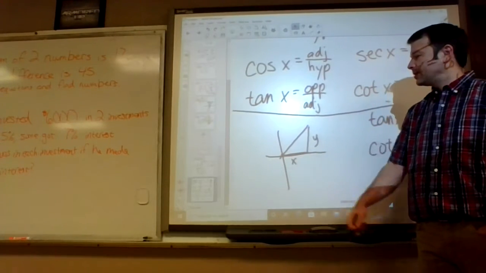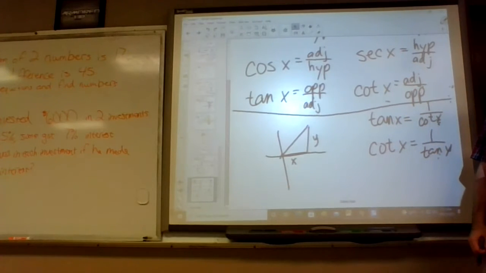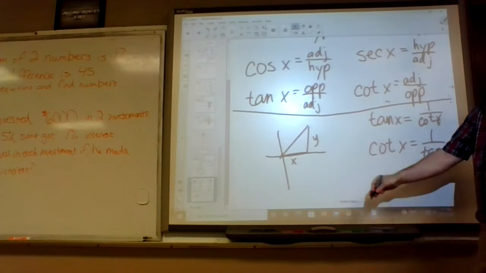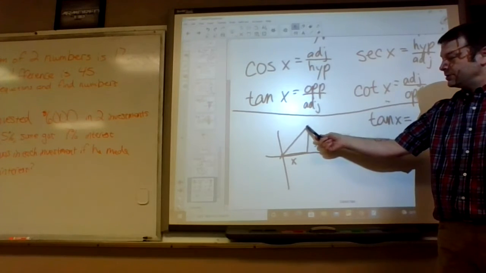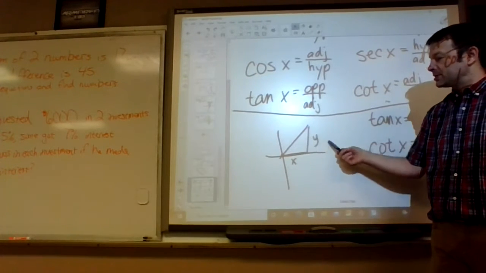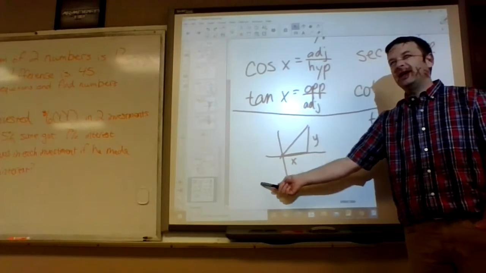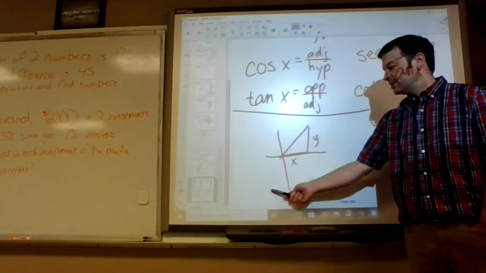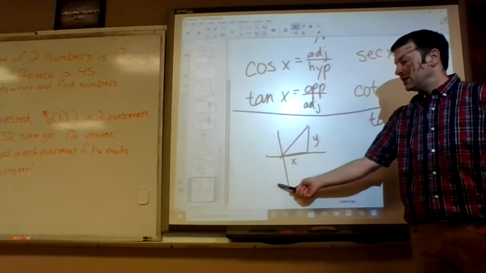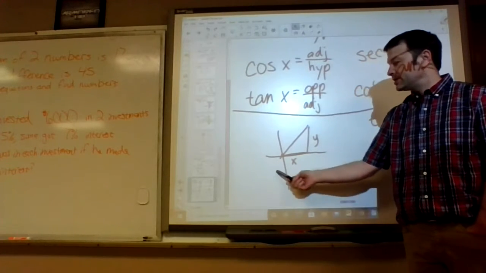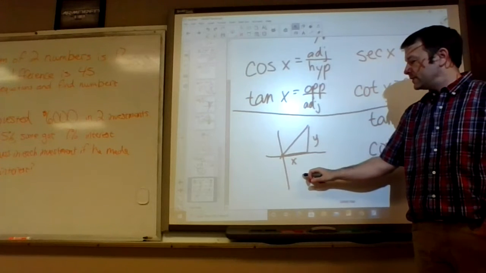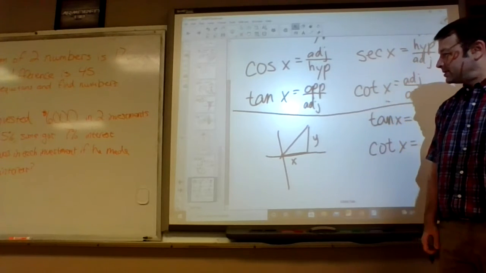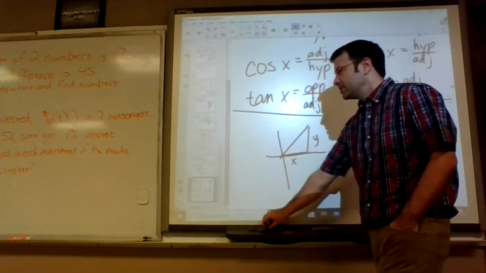Tangent is based on the x and the y value. So if both x and y are positive, like the first quadrant, then tangent is going to be positive. If they're both negative, like in the third quadrant, negative divided by negative is a positive, so tangent is going to be positive here too. But if only one of them is negative, it's negative.